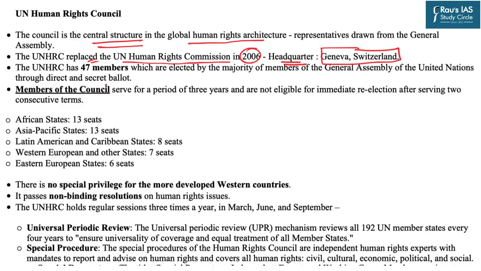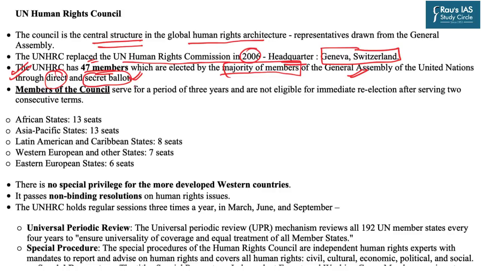As far as the present day is concerned, UNHRC has 47 members, which are elected by the majority of the members of the United Nations General Assembly through direct and secret ballot. Now, this point is very important, that the simple majority of the members of the UNGA is taken into account, and the voting is done through direct but secret ballot.